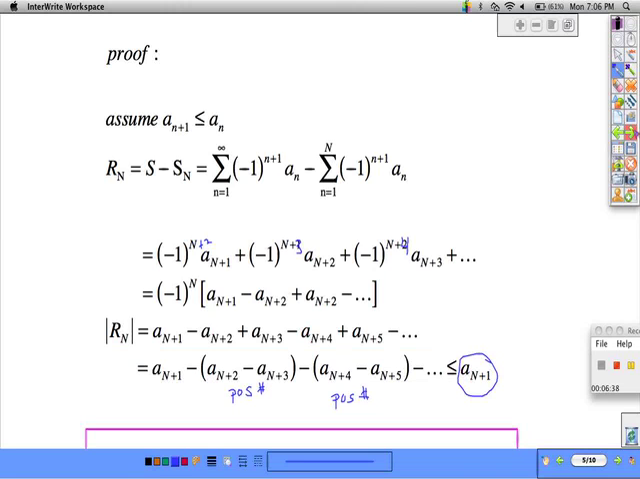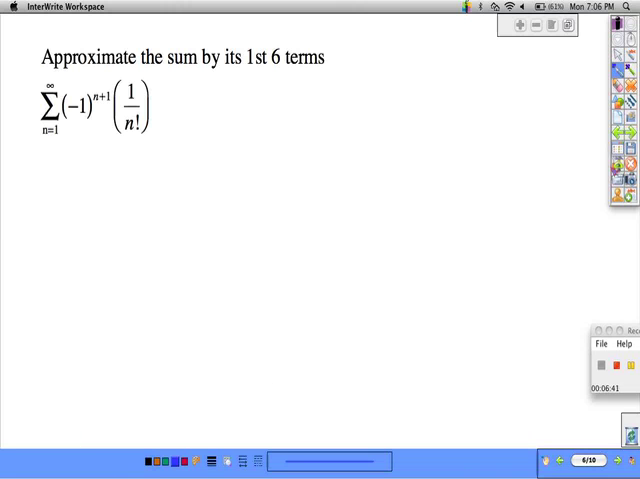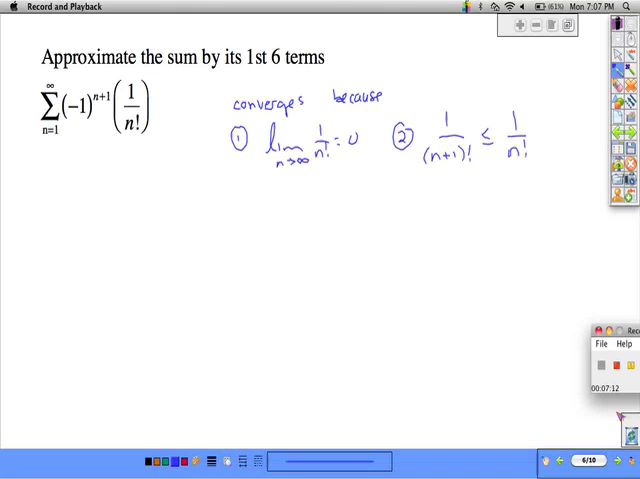Now let's use this. We're going to approximate the sum of this infinite alternating series by using its first 6 terms. This is going to converge because of the alternating series test. Why don't you go ahead and check those 2 criteria right now and make sure that you get that it does converge. These are the 2 things that we need to check: the limit is equal to 0, and the n plus 1 term will always be less than the nth term.